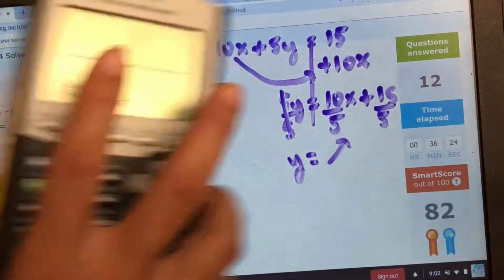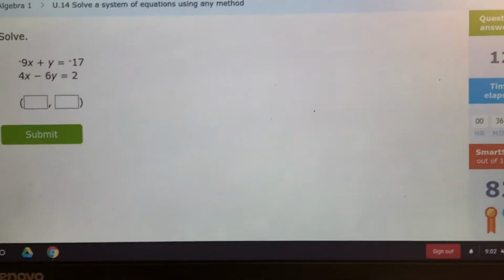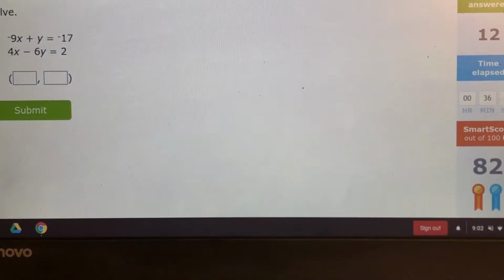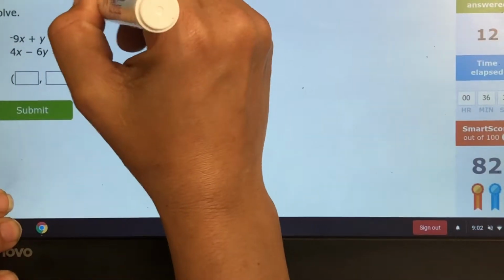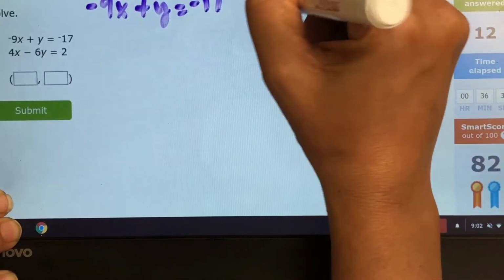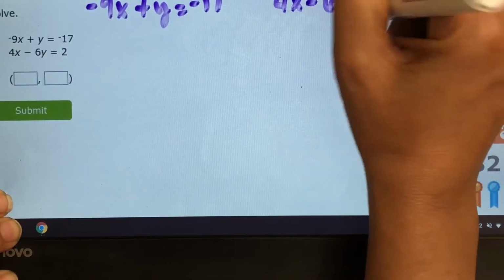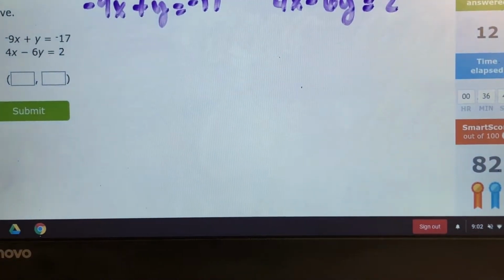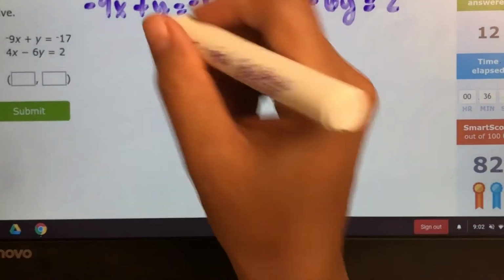Okay. All right, so another example. So again, all you have to do is make it y equals to graph it. You're making it y equals to graph it. So write the equations down. So negative 9x plus y equals negative 17. And you have 4x minus 6y equals 2. And you just need to make it y equals. Once you put it y equals, you can put it in the graphing calculator.